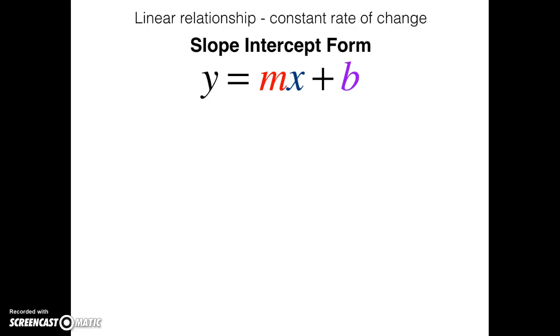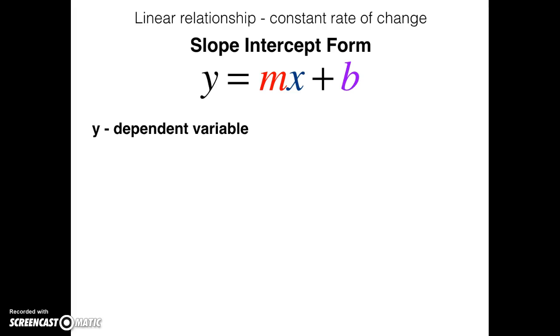The following presentation is about slope-intercept form for linear relationships. Anytime you have a constant rate of change, you have a linear relationship. The slope-intercept form for linear relationships is y equals mx plus b.